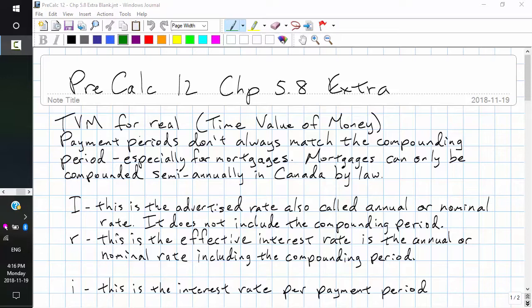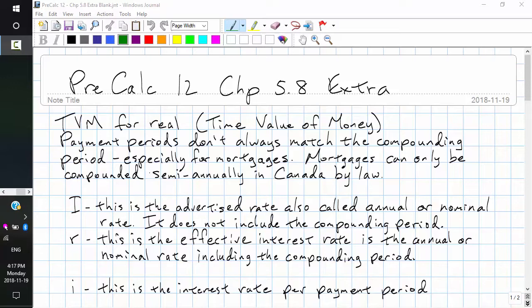So the payment periods don't always match the compounding periods. Okay, and that's the case in the book. And this is especially true for mortgages. Mortgages can only be compounded semi-annually in Canada by law, so you can't compound it monthly or any other values.